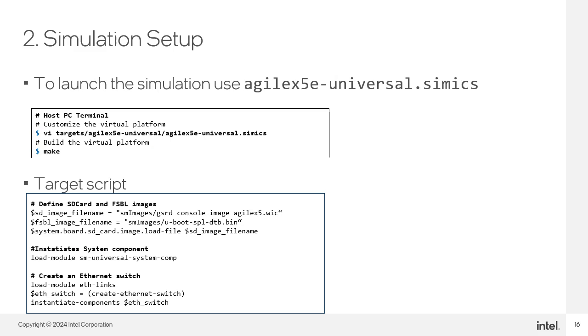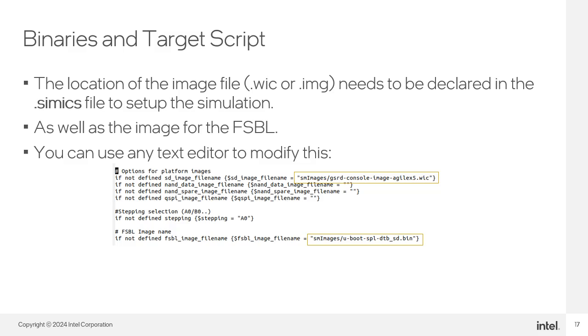This is an example of use of the binaries previously generated and being specified in the script file to test with the virtual platform. The SD image and the first stage bootloader files are defined in the target script. .wic file and .bin file. As noted before, the generated files that you would normally test in hardware need to be declared in the script to set up the simulation to allow the simulator to start the virtual platform with these files and run the Intel FPGA.